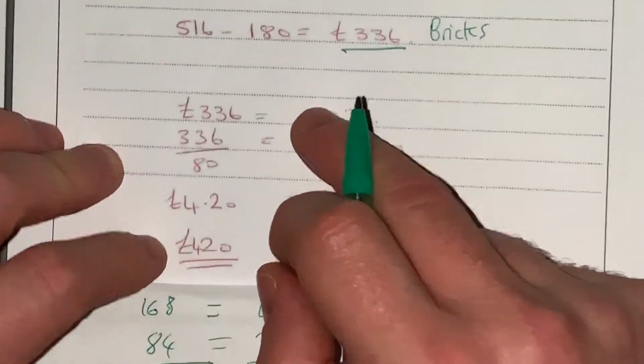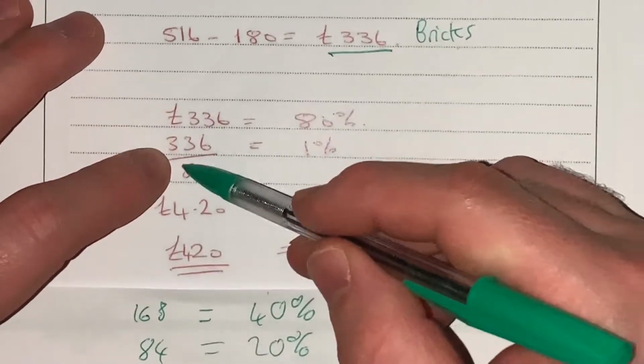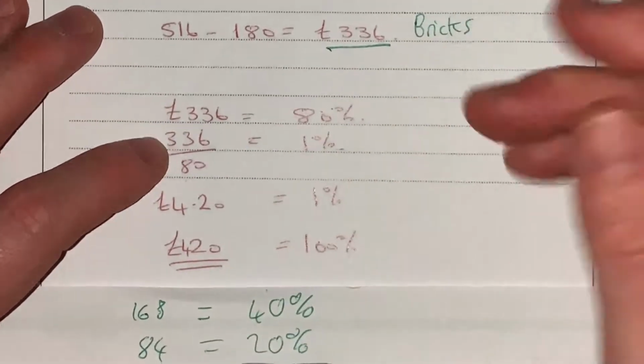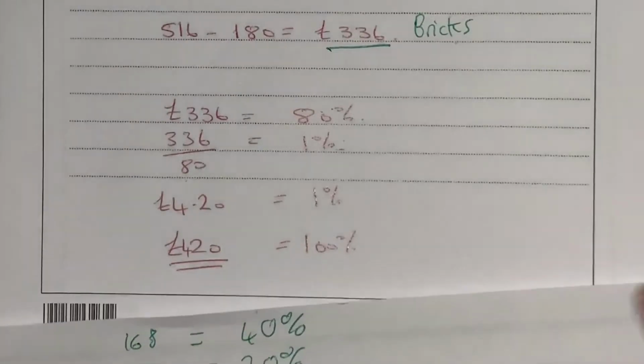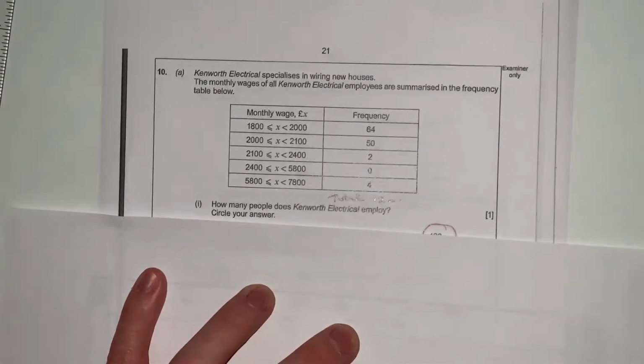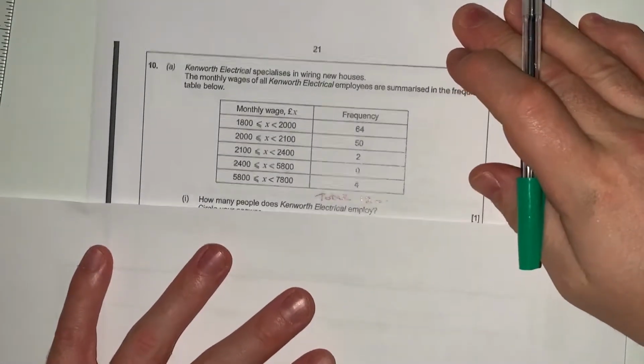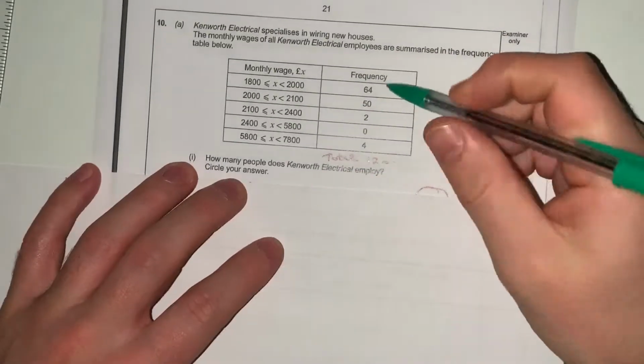Now, there are slightly different ways. I divided by 80 here to find 1%, and then I just times by 100. But whichever way you do it is going to work. £420 is your answer. Come on then, almost there. One big push. How many people does Kenworth Electrical employ?